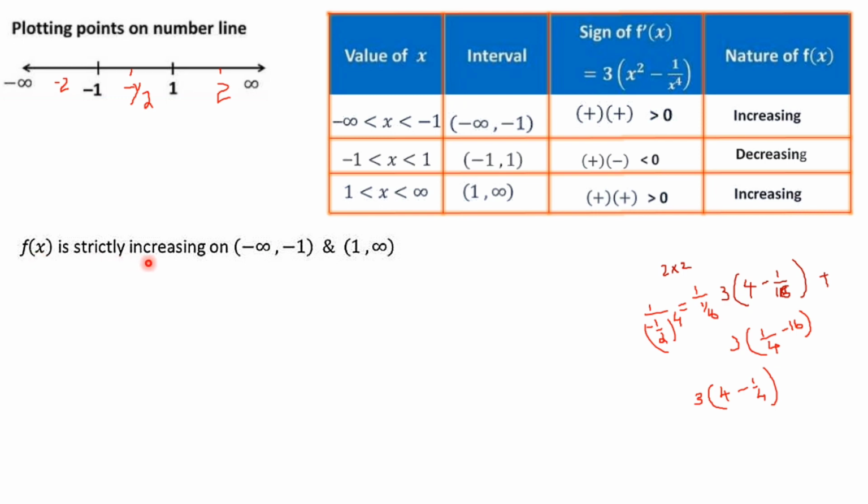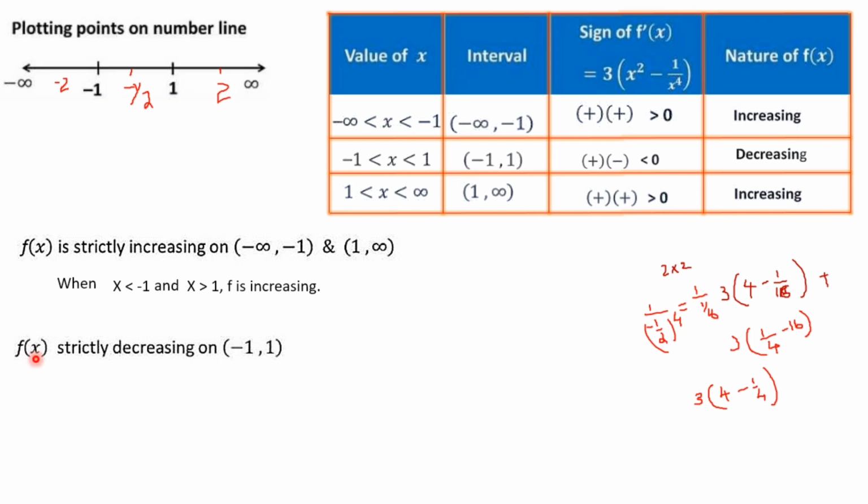So now we can summarize this. f of x is strictly increasing on between minus infinity and minus 1, and 1 comma infinity. In these two cases it is increasing. That means when x is less than minus 1, f is increasing, as well as x greater than 1, between 1 and infinity, f is increasing.